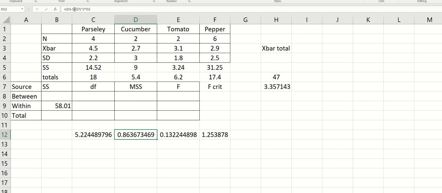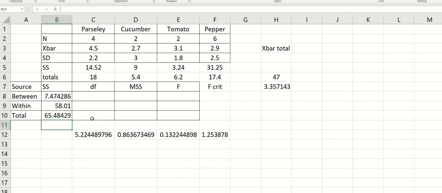If I highlight the cells, it's 2.5, meaning the average of cucumber minus the average of the averages, squared, multiplied by 2, etc. And that's for every one of them. Now, if you sum these together, this gives us the sum of square for the between, and therefore the sum of square total is nothing but adding these two together. Very good.